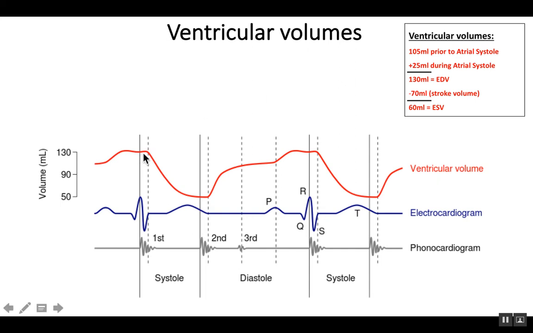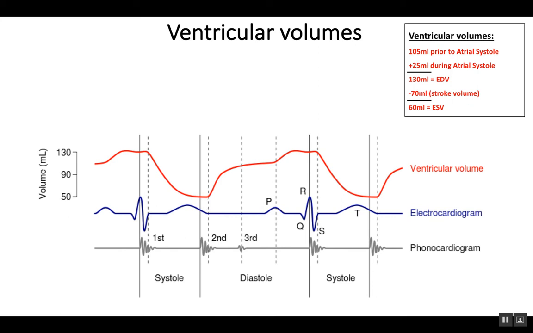Then we're going to enter ventricular systole. How do we know? There's a QRS. And when the ventricle contracts, it's going to pump out blood. It's going to pump out stroke volume, which we would have to subtract from this volume. So we pump out 70. And what are we left with? We are left with 60. So we have the full ventricle at 130. We pump out the 70, which is called stroke volume. What's left behind is the 60, which we call end systolic volume, because that's the volume at the end of ventricular contraction.